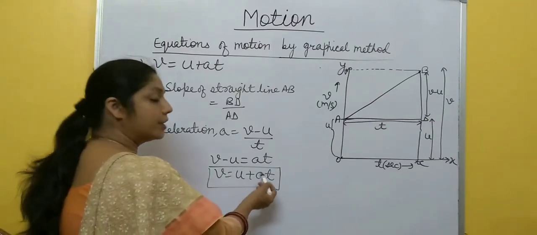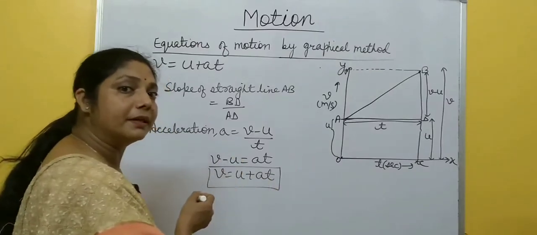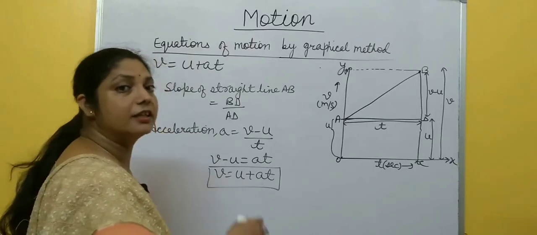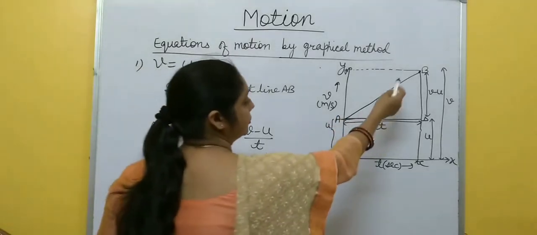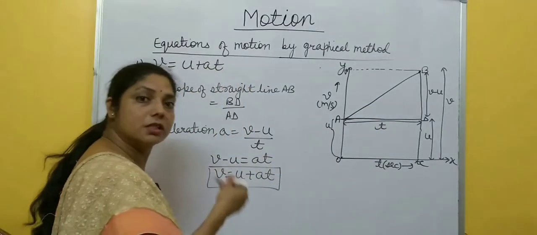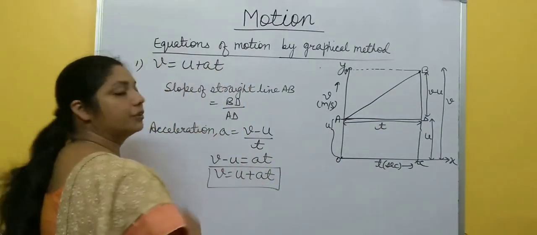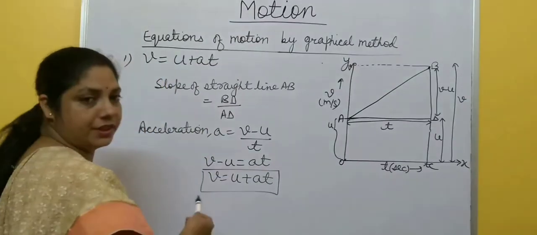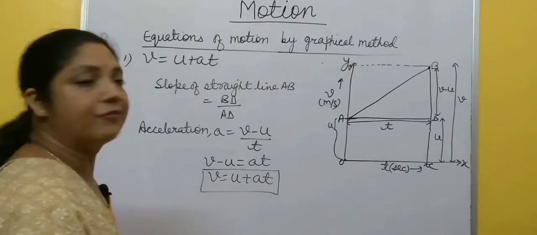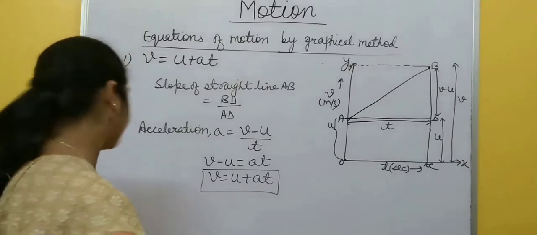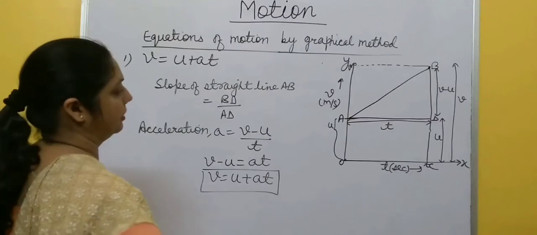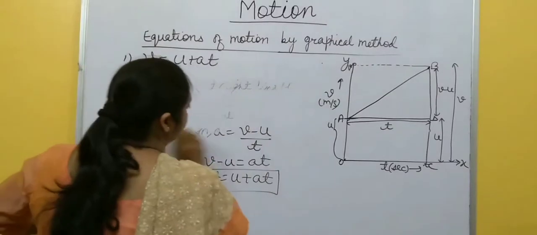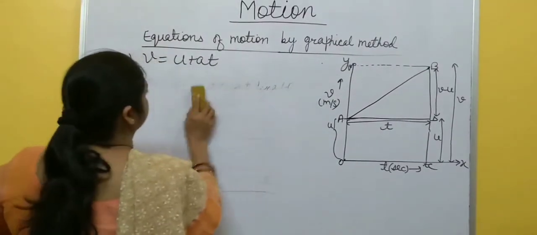Here acceleration is involved, so you must remember that to derive the first equation of motion you always take the slope of this motion, straight line AB, because only slope gives acceleration of the body, and in this way you derive this first equation. Pause it and write down. Okay, after this I am going to derive the second equation of motion. Okay, hope you have written. Okay, now second equation of motion.